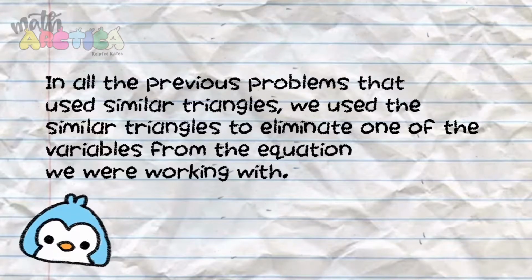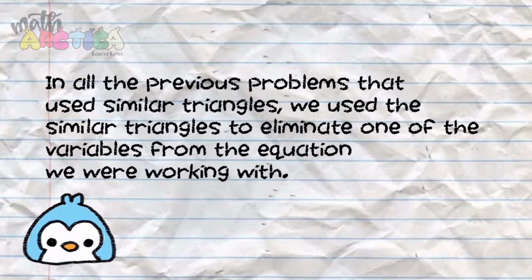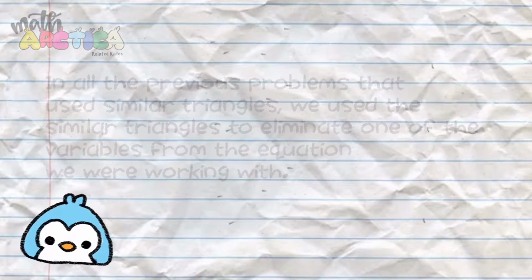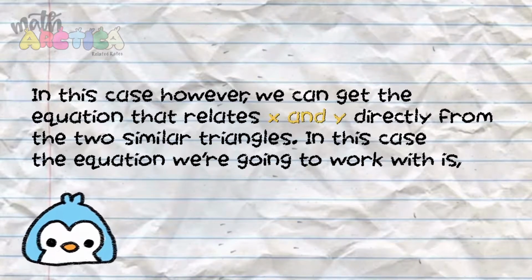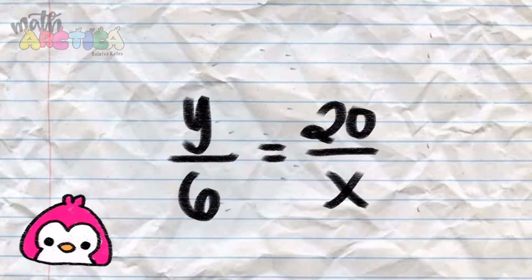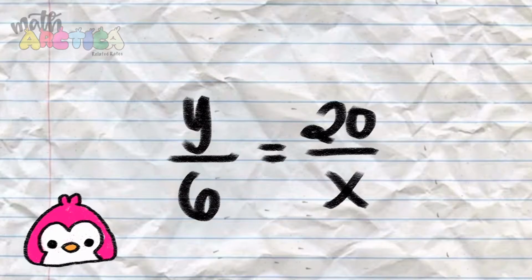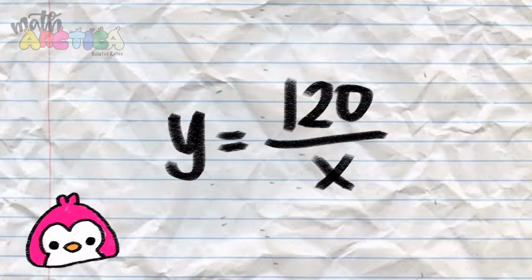In all the previous problems that use similar triangles, we used the similar triangles to eliminate one of the variables from the equation we were working with. In this case, however, we can get the equation that relates x and y directly from the two similar triangles. The equation we're going to work with is y over 6 is equal to 20 over x. So y is equal to 120 over x.